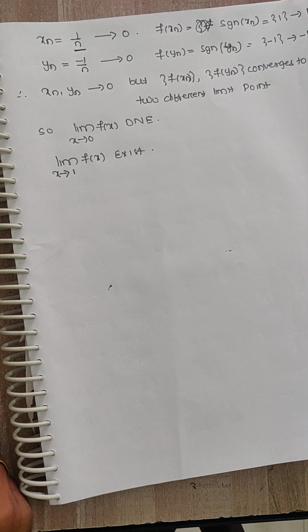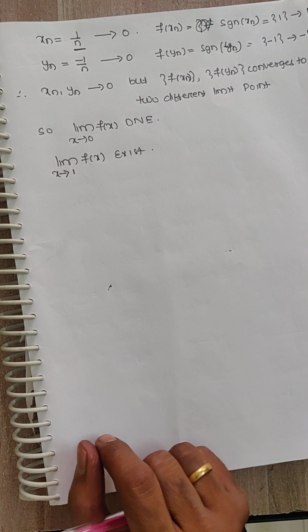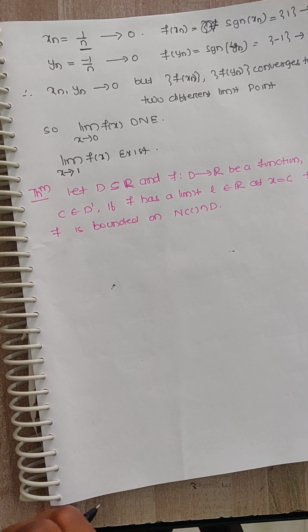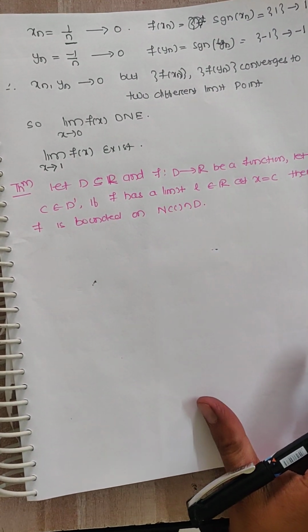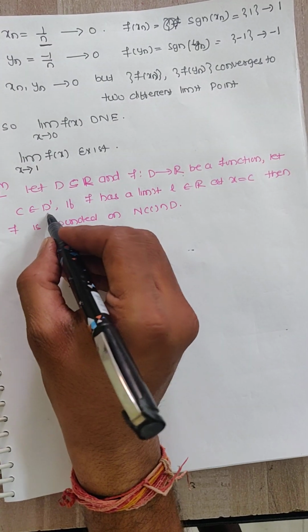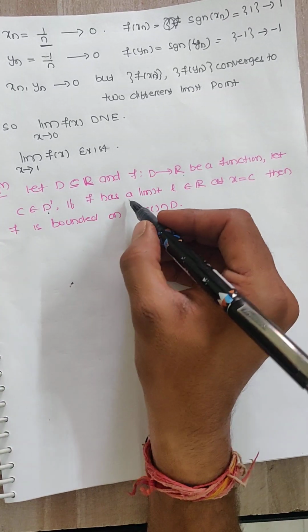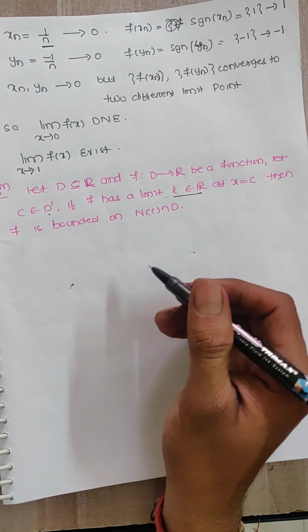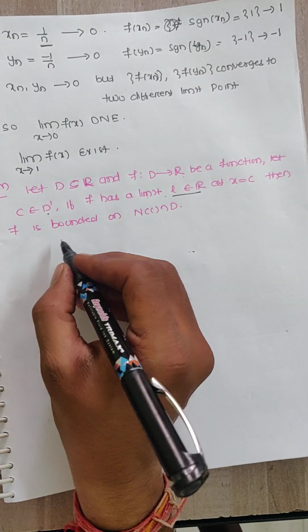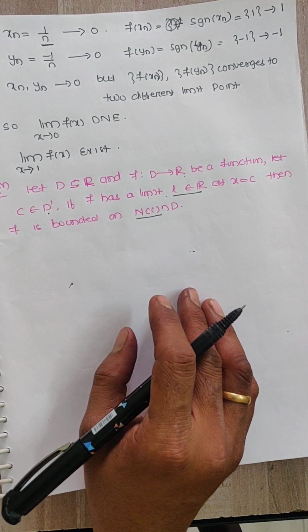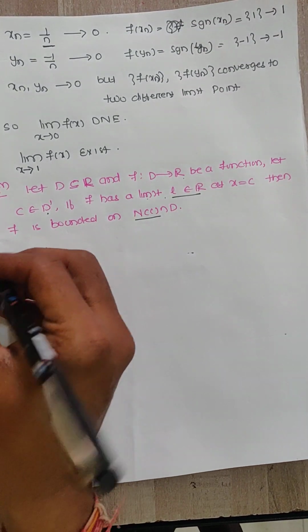Now there is another theorem which shows the existence and non-existence of limit. So I am writing the theorem, just wait. This theorem says that D be a subset of R and f be a function from D to R. Let c be a limit point of D. If f has a limit L belonging to R, meaning the existence of the limit is given at x equal to c, then f is bounded on a neighborhood of c intersection with D. Proof.